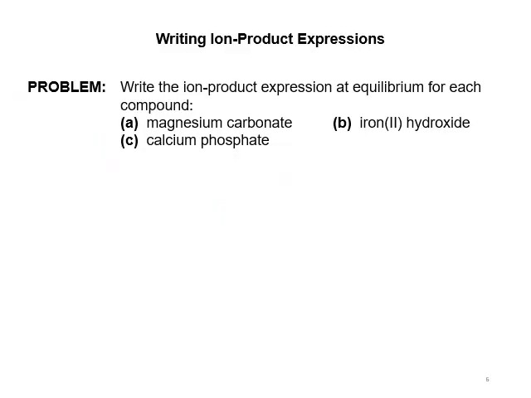Okay, so here are some questions for you guys to try out. For instance, if we are talking about magnesium carbonate, the question is asking to write the ion product expression at equilibrium for each of these compounds. There are 3 different compounds: magnesium carbonate, iron 2 hydroxide, and calcium phosphate. Hopefully you remember how you can go from the name of an ionic compound to its formula. If not, let's quickly take a look.